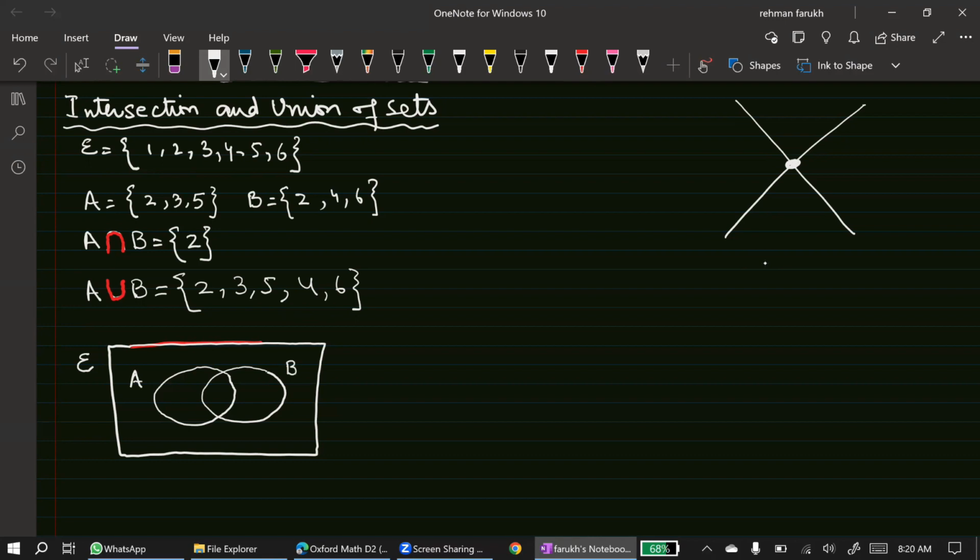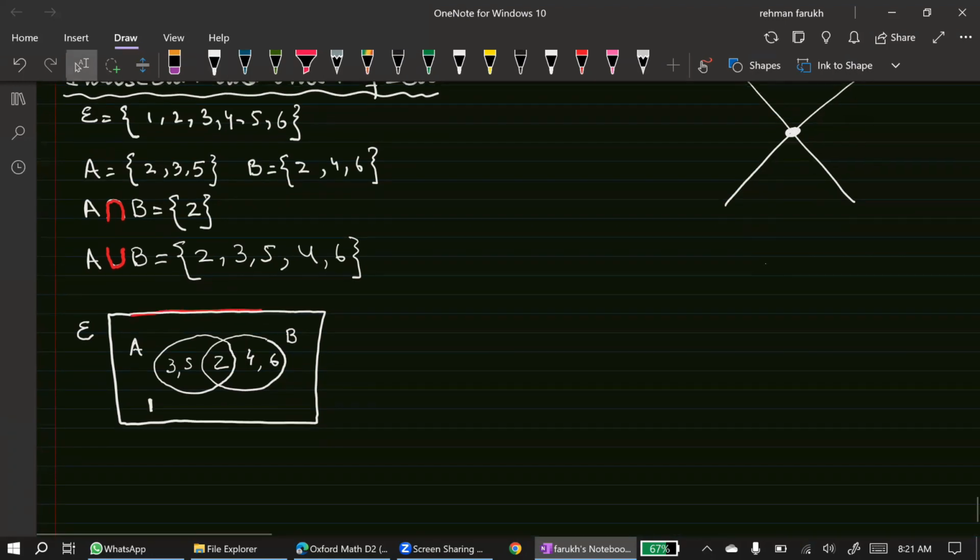First of all, we will fill the intersection portion. This one is 2. Now we will write down the elements of A. 2 is already written, so we will write only 3 and 5. In B, there are 3 elements and one element is already written in the intersection portion. We will write 4 and 6. Now, there are 6 elements in the universal set. 5 elements are already written. We will write 1 outside the 2 circles. This one is the Venn diagram.